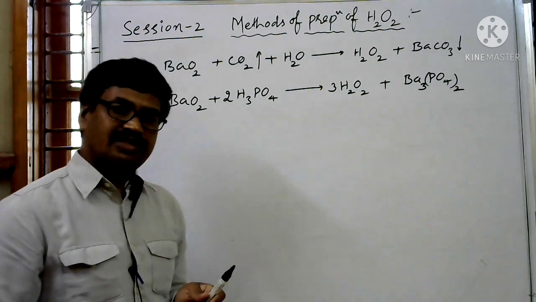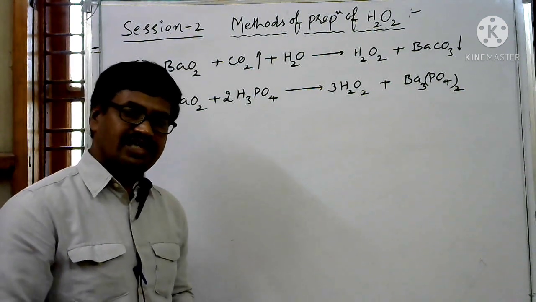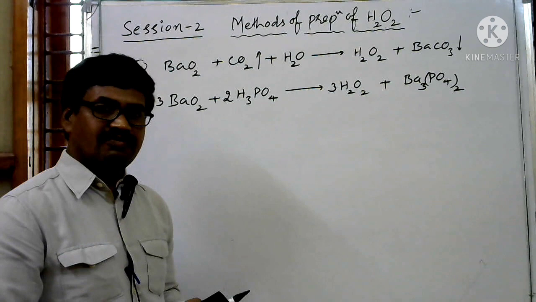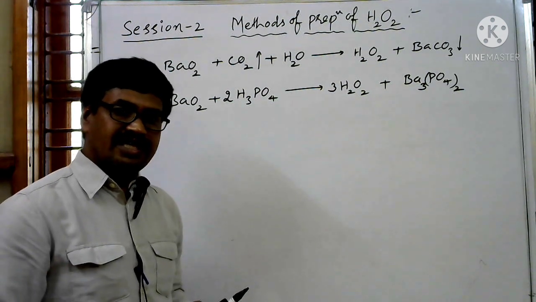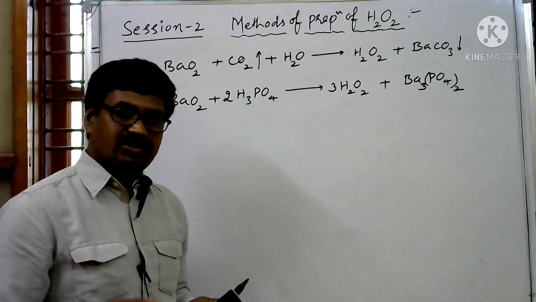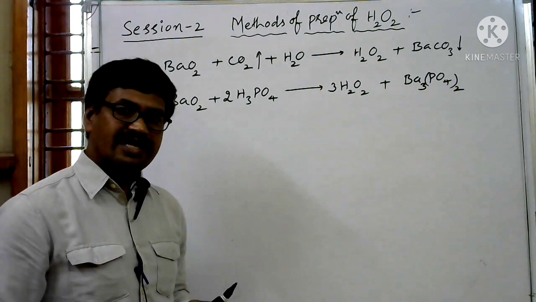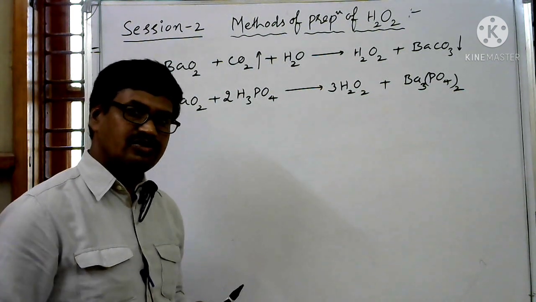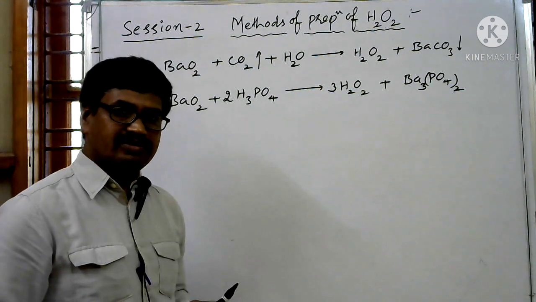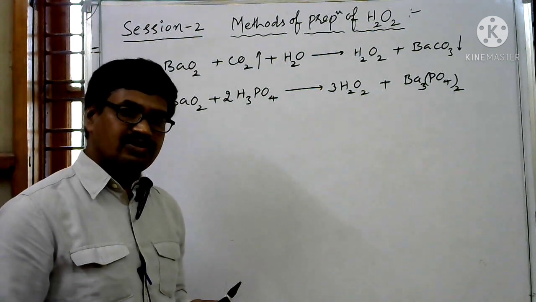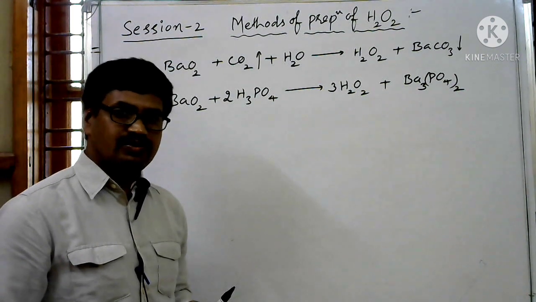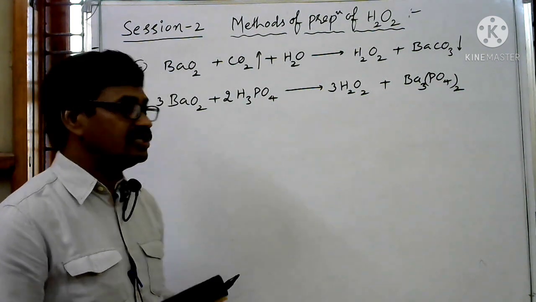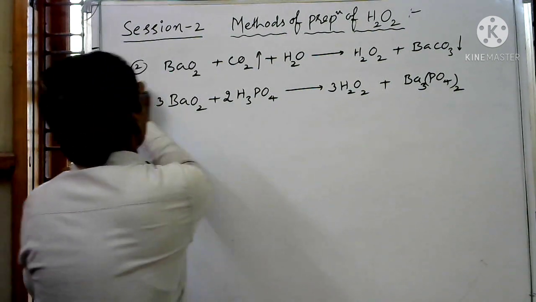Then after, when current is passed through the solution between anode and cathode, first the solution is dissociated into cation and anion. Cations are migrated towards negative charged electrode, that is cathode. Anions are migrated towards positive charged electrode, that is anode. So like that at anode and cathode, respective ions are discharged to give respective compounds. So here electrolytic method we will discuss now.